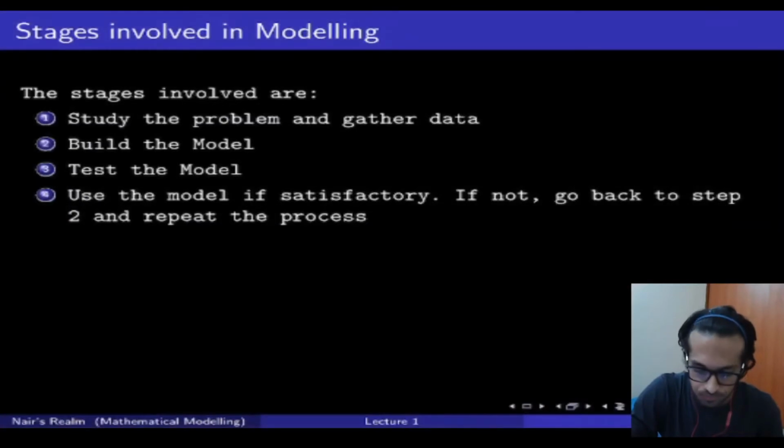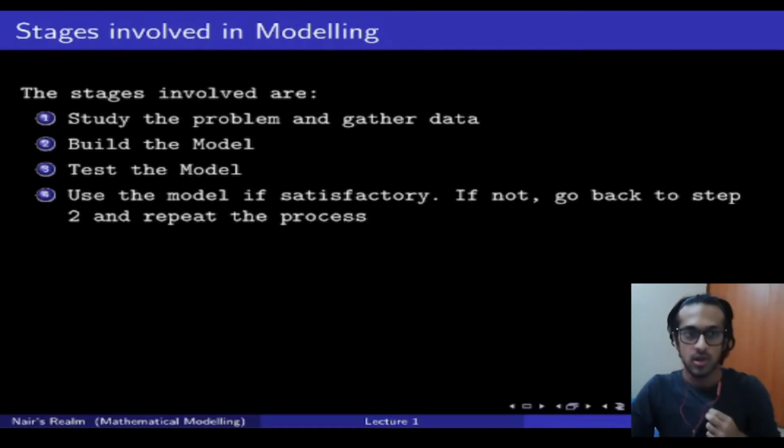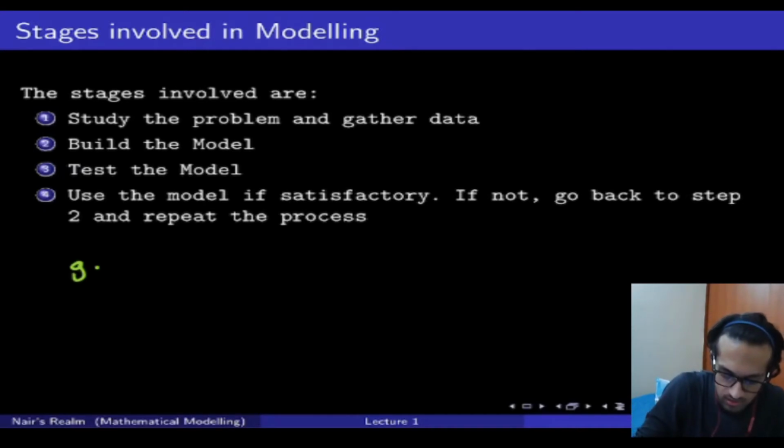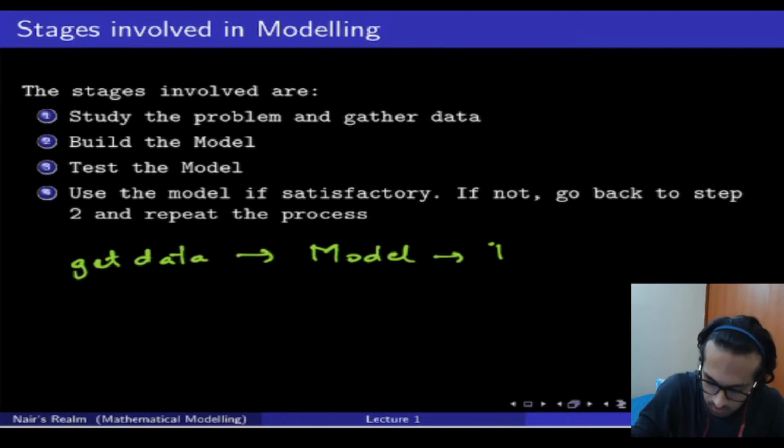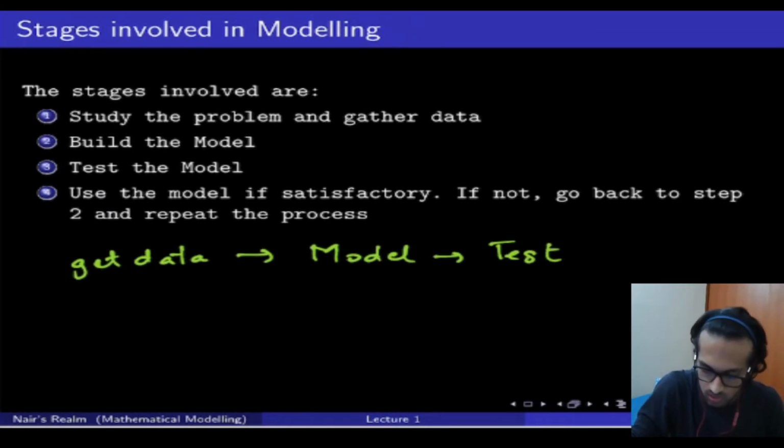So now just a quick reminder on the exact stages involved in modeling. I'd say these are the 4 stages involved in modeling. And if I were to draw a small flowchart as I go through the points: let's say we get data, and then we build the model. After that, we test the model. We test if the model works, and then we get results.